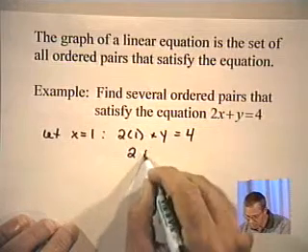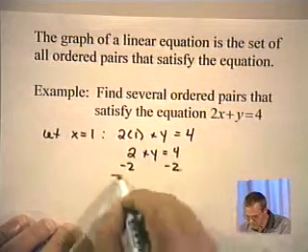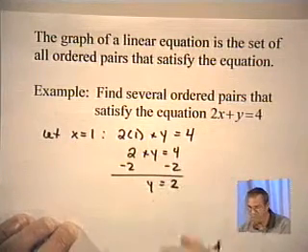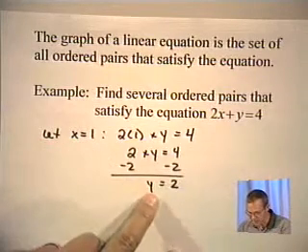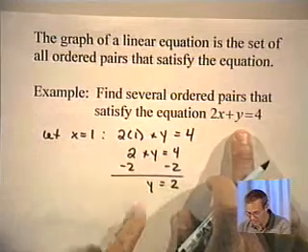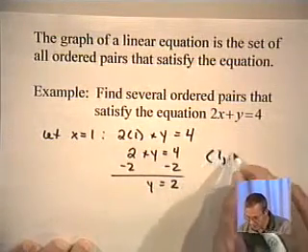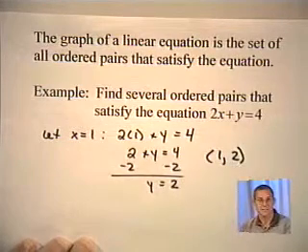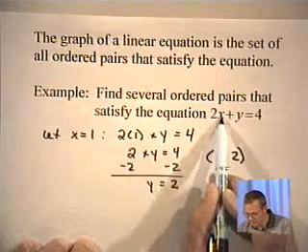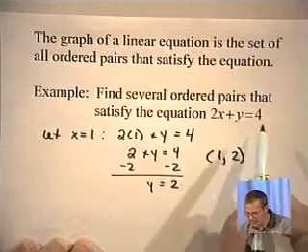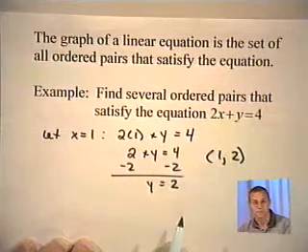So 2 times 1 is 2, and I can subtract 2. So when x is 1, the corresponding y value that will satisfy this equation must be 2. So that means the ordered pair (1, 2) will satisfy this equation. Let's quickly check. If I plug a 1 in for x and a 2 in for y, I get 2 times 1 is 2, plus 2, which is 4.